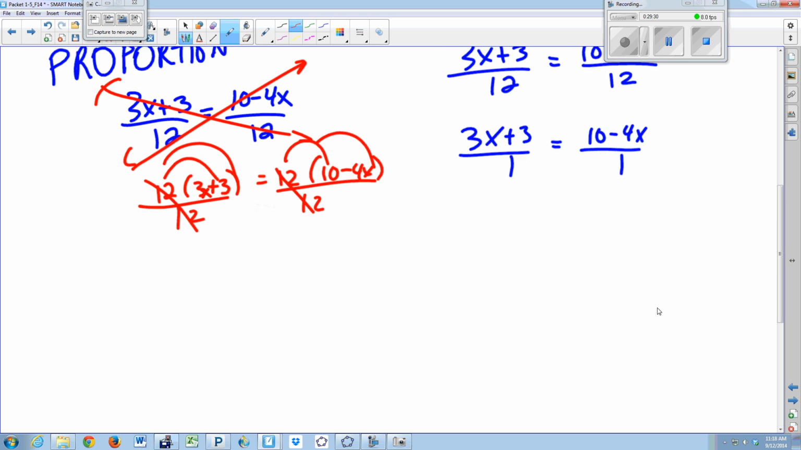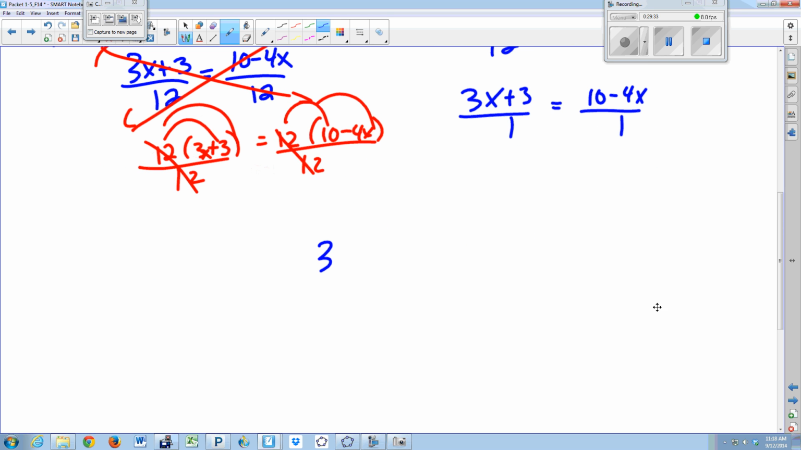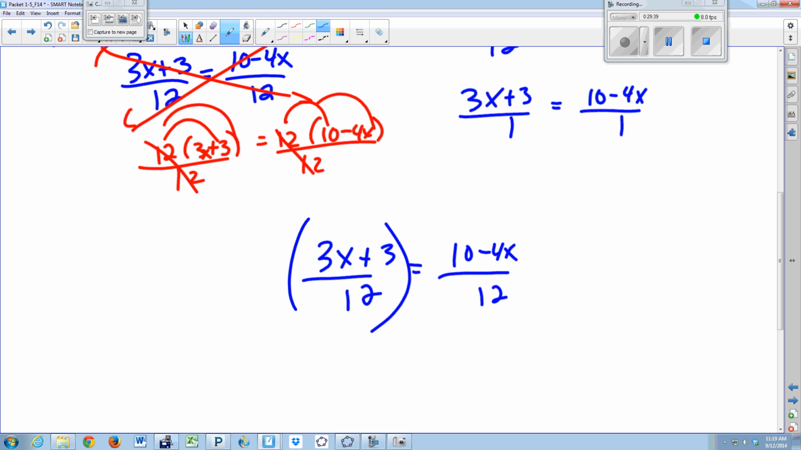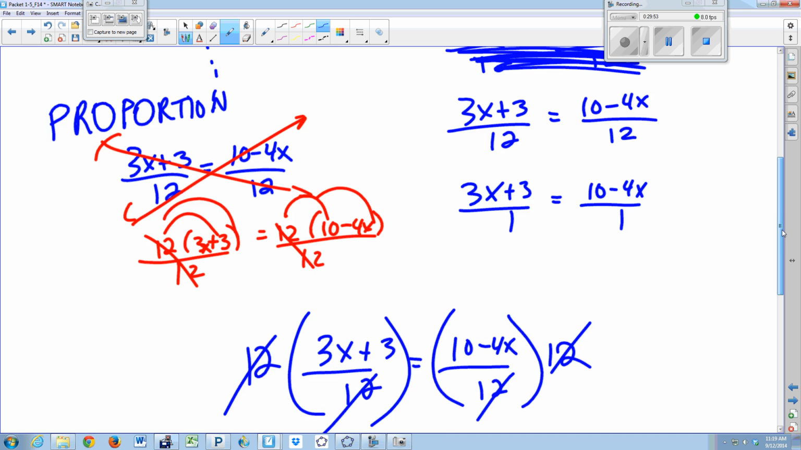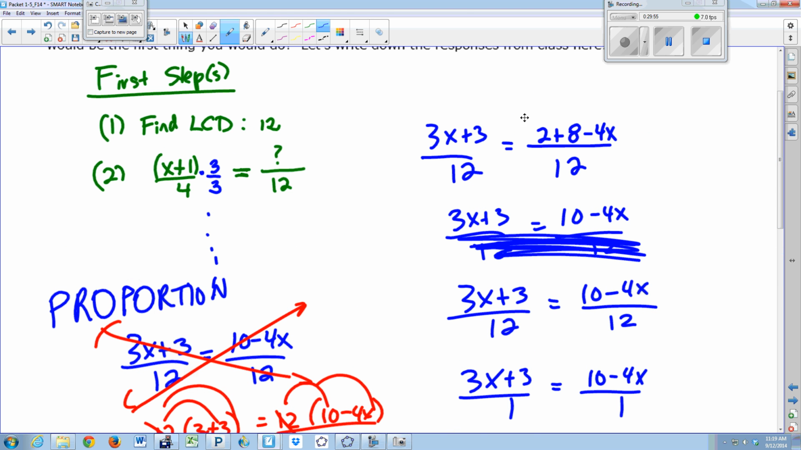Guess what? You could have done that right up here at this step. You could have said, oh, guess what? This is an equation. I have a very powerful tool when I'm trying to solve an equation. I can multiply both sides by any non-zero number I want. Voila! Back to my 3x plus 3 equals 10 minus 4x. So I've just shown you 3 ways to get out of your little problem when you solve an equation that looks like this.